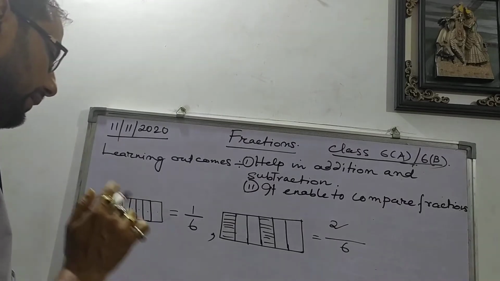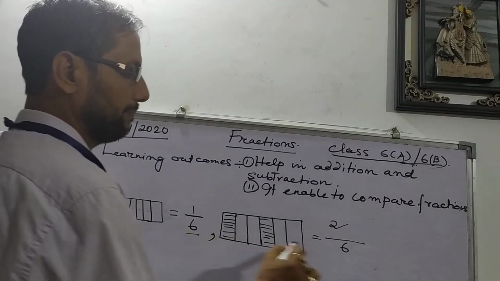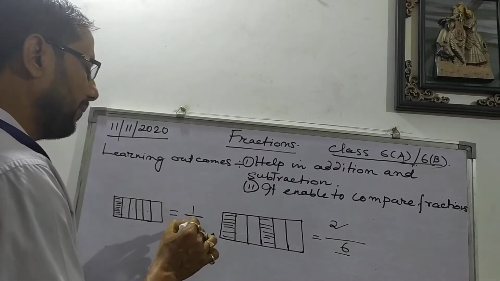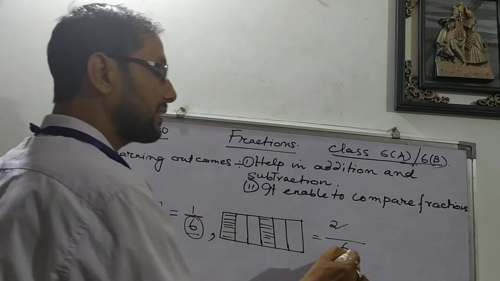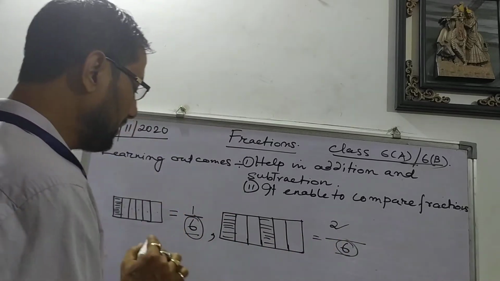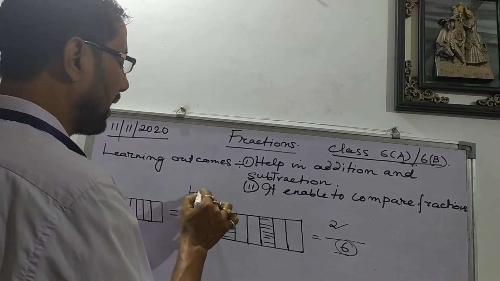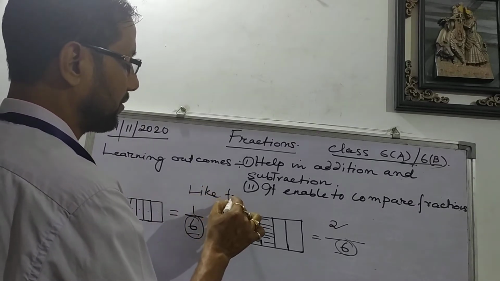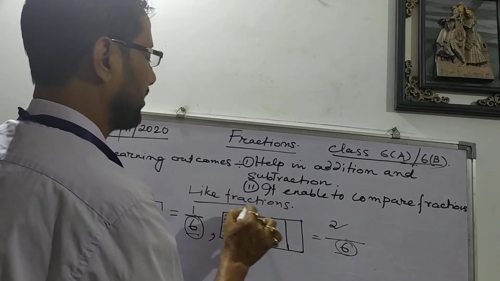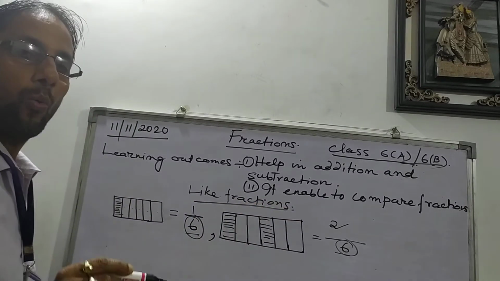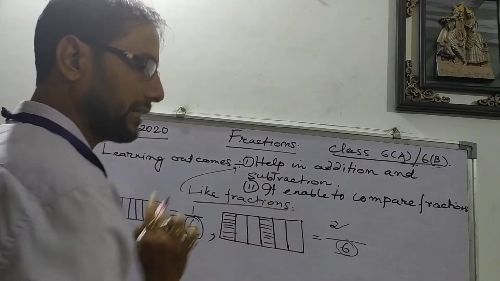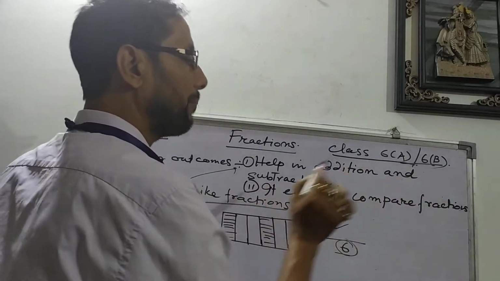Now students, here you can see one similarity. What is that? Here the denominators are the same. In fractions, if the denominators are the same, then they are called like fractions. That means we are going to learn about like fractions. And why are we learning this? It will help us in addition and subtraction, and it enables us to compare fractions.